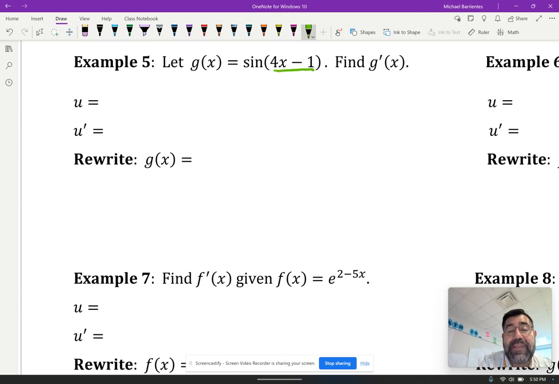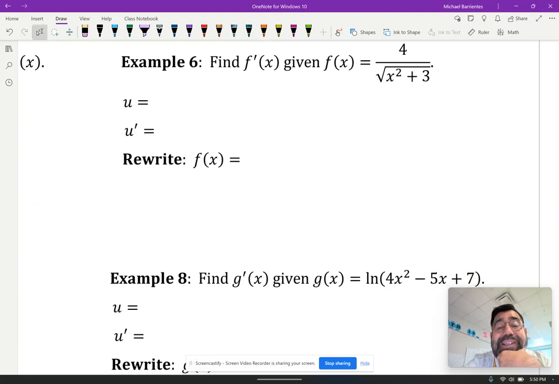I see parentheses. Maybe the inside is 4x minus 1. Notice that I keep saying maybe because sometimes we think that's an inside, but it might not be. But once we start doing the chain rule, we quickly figure out, oh, yes, it is. Oh, no, it isn't. We'll figure it out. What's the derivative of 4x minus 1? I believe that's just 4 minus 0, so it's just 4. So far, so good.